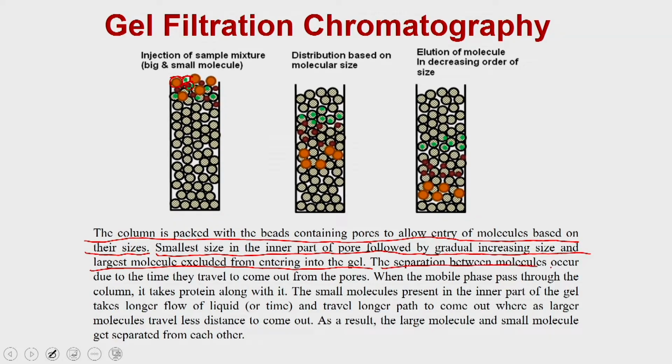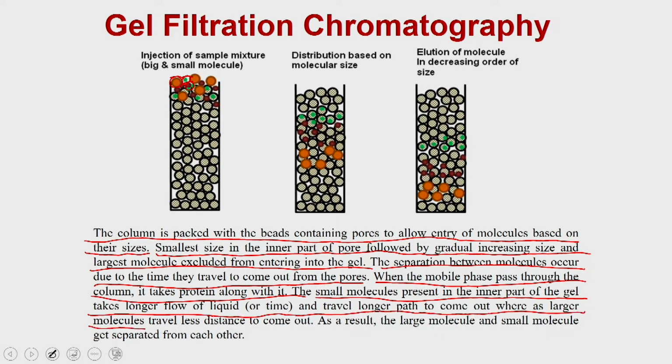The separation between the molecules occurs due to the time they take to come out from the pore. When the mobile phase passes through the column, it takes the protein along with it. The smaller molecule present in the inner part of the gel takes longer time to come out and travels a longer path to come out, whereas the larger molecule travels less distance to come out. As a result, the large molecule and the small molecule get separated from each other.